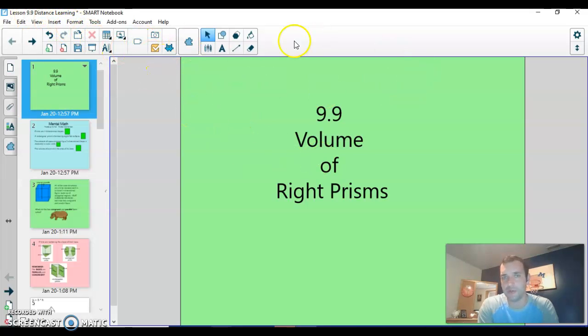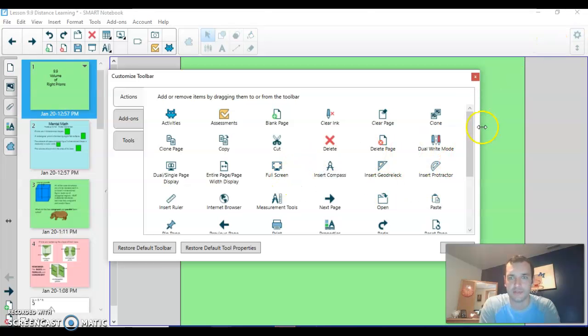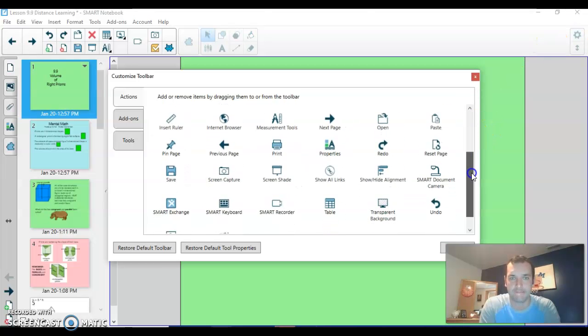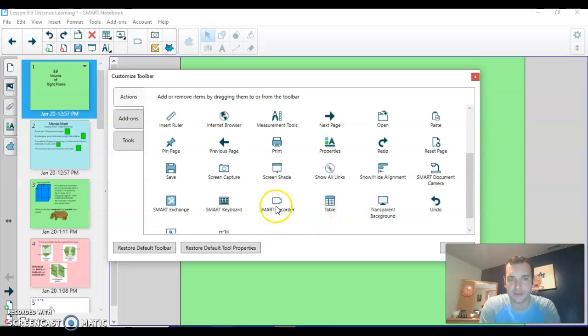And what you should do is find this Smart Recorder, as you can see right here. If you cannot find that on your toolbar, you can go over here to Settings, look for the Smart Recorder, and simply click it and drag it up to the toolbar, and then you can have it. So there's my Smart Recorder.